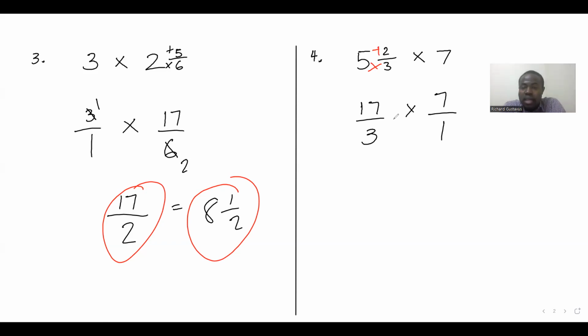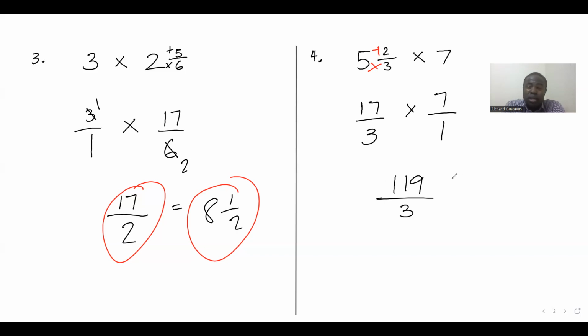So now for this one, guys, look for the opportunity to cancel. Is there anything there we can cancel? Can we cancel right here? Let's check 17 and 3. No. Let's check 17 and 1. No. Let's check 3 and 7. No. When we can't reduce, we need to multiply our numerators, then denominators. So it's 17 times 7, that will give us 119, and then we multiply 3 times 1, which will give us 3.